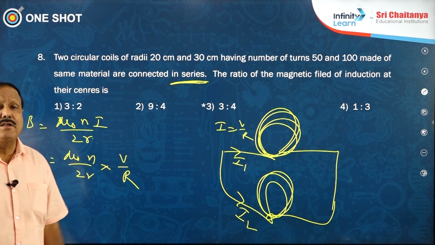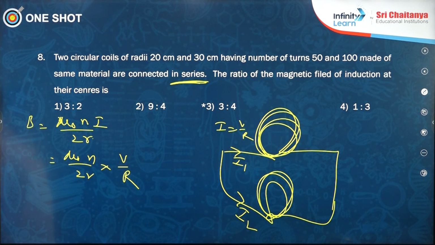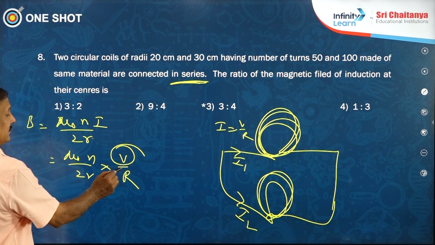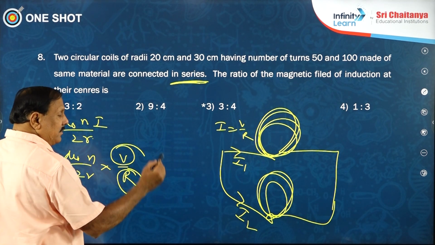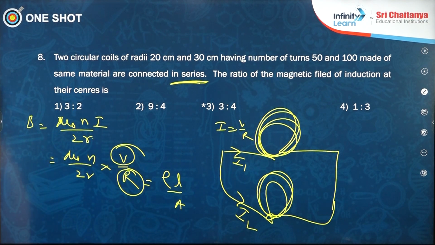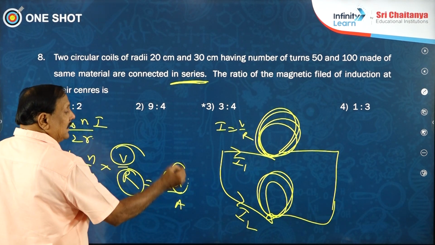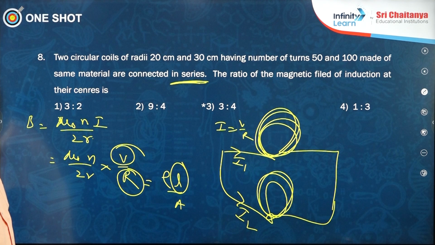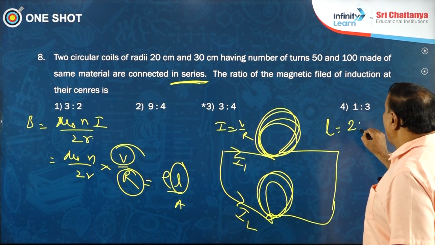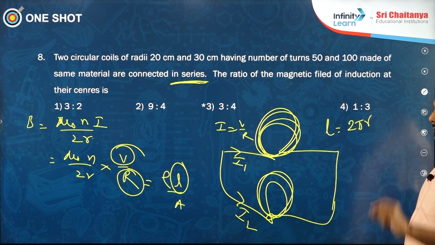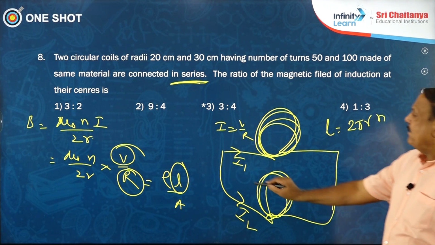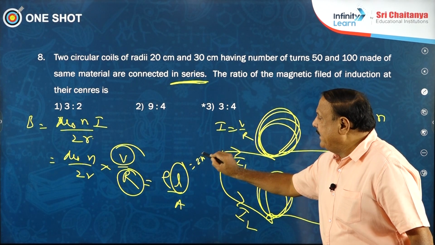But in the parallel combination, potential is constant. And the resistance of the coil, if you remember, is rho L by A. And L is the length of the coil. Careful here. Length of the coil is equal to 2 pi R for 1 turn, and N turns are there, so 2 pi R N. So, L is replaced by 2 pi R N.